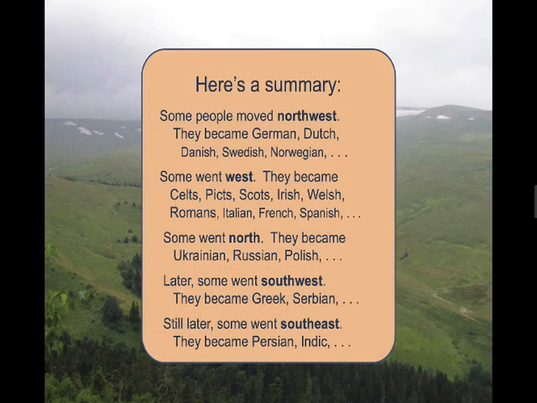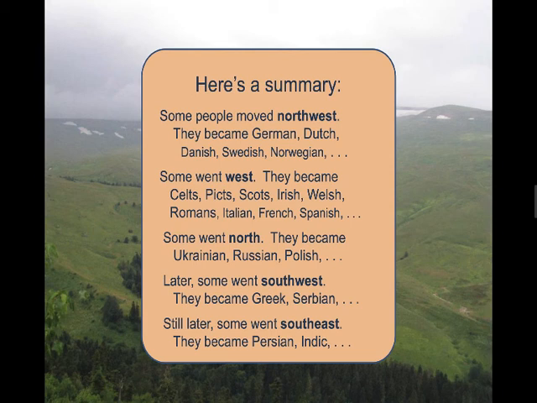And I'm going to go straight to a summary. Some of the people, when times were good, moved northwest. They became German, Dutch, Danish, Swedish, Norwegian. Some of them went west. They became Celts, Picts, Scots, Irish, Welsh, Romans, Italians, French, Spanish, Romanians. Some went north. They became Ukrainian, Russian, Polish, Belarusian.